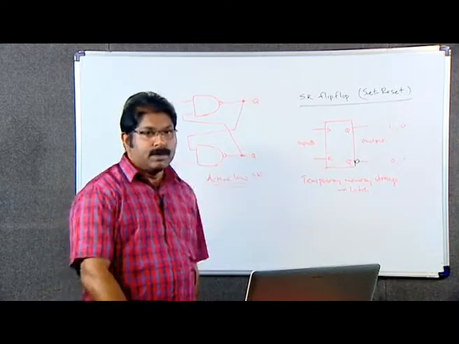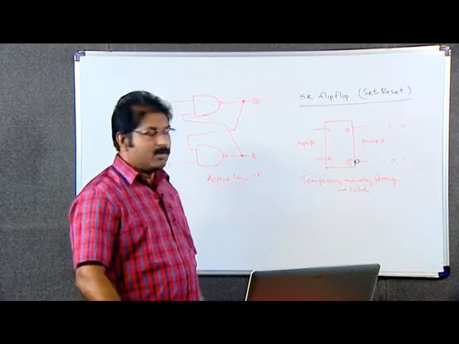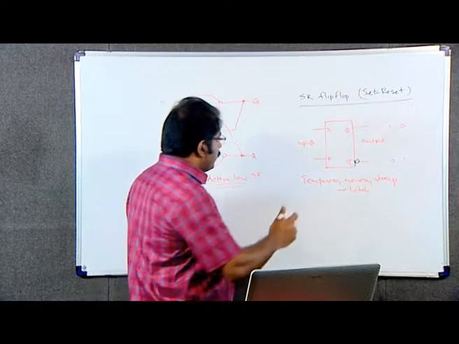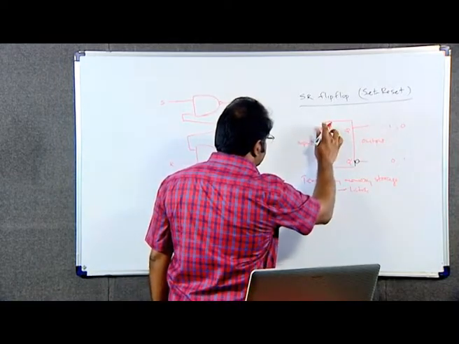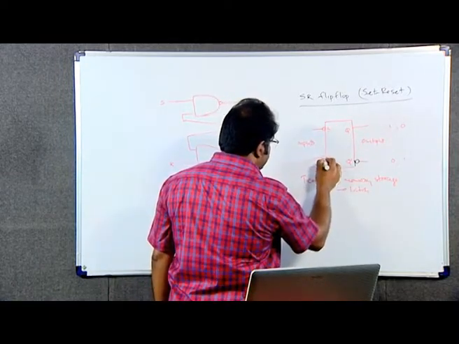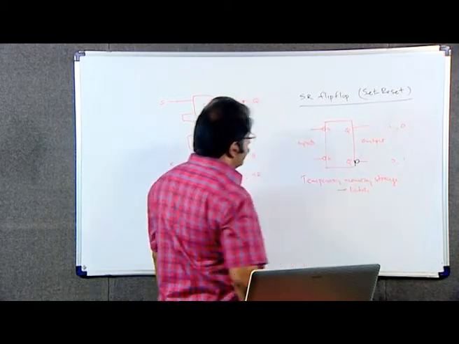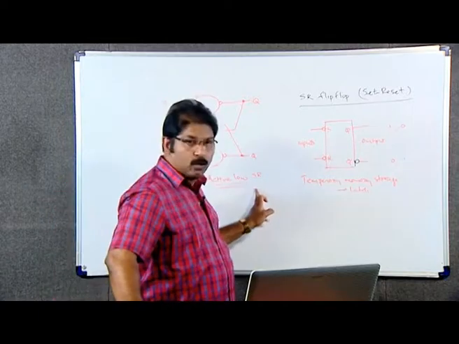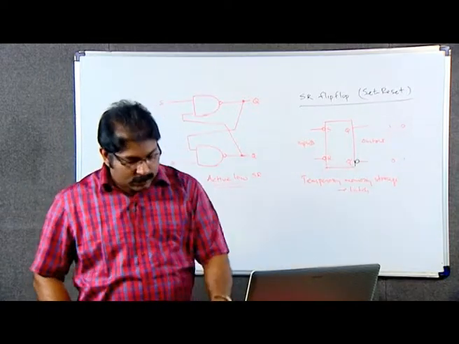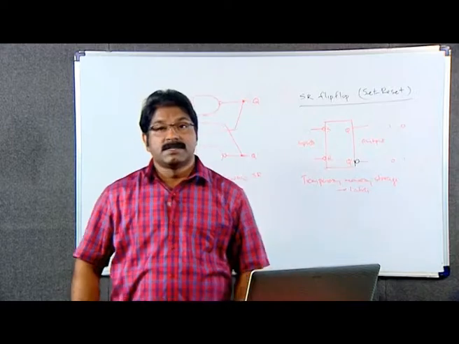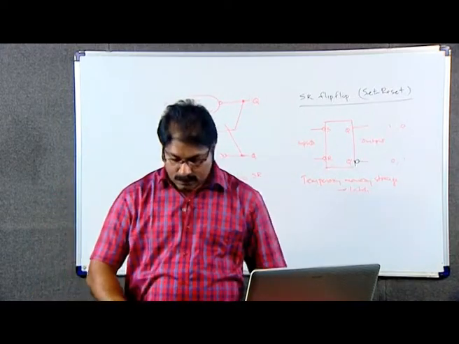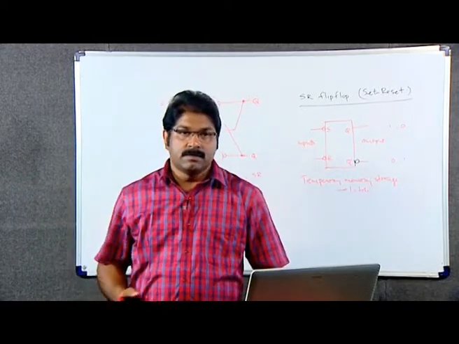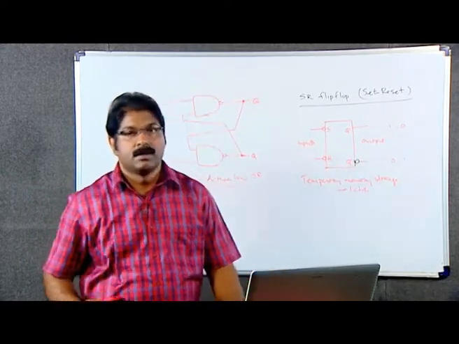Now, the circuit symbol for this active low SR flip flop, which is made from NAND gates, will be a bit different. I will put two small circles here, denoting this is made from NAND gates and is active low. So, you have constructed the SR flip flop by two methods, one from NOR gates and the other from NAND gates.